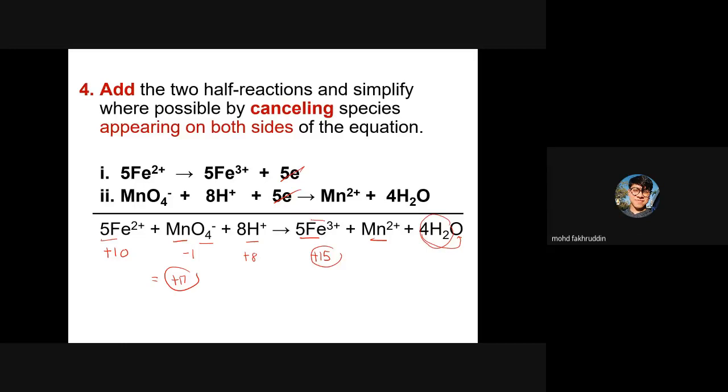Ini 3 times 5. Okay, this one positive 2. Okay, this one is 0. Ini 0, no charge. So overall here positive 17. So balance untuk both side, reactant and product. Okay, any question? Sampai sini? Tiada, madam. Okay, next.